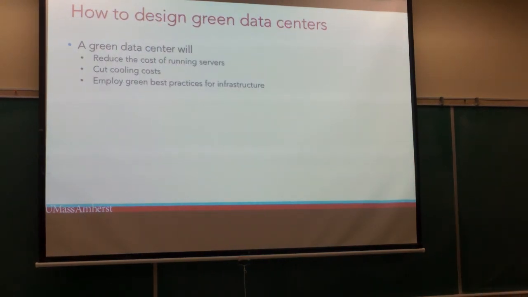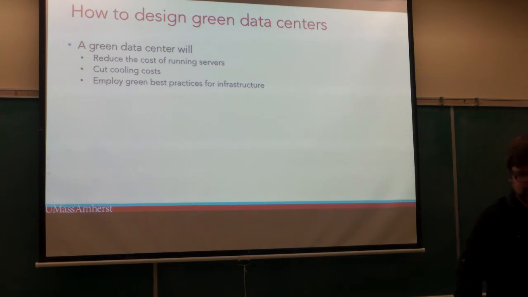And then designing a green data center. If we could take a normal data center and make it green, the benefits that you get are that you can reduce the cost of running the servers, you can cut the cooling costs, and then you can employ the best green practices for infrastructure. So basically that means maybe you find ways to recycle components, where if you have slower servers, maybe you can repurpose them in a lower tier data center for other customers instead of throwing them out. There's a lot of ideas out there on that.